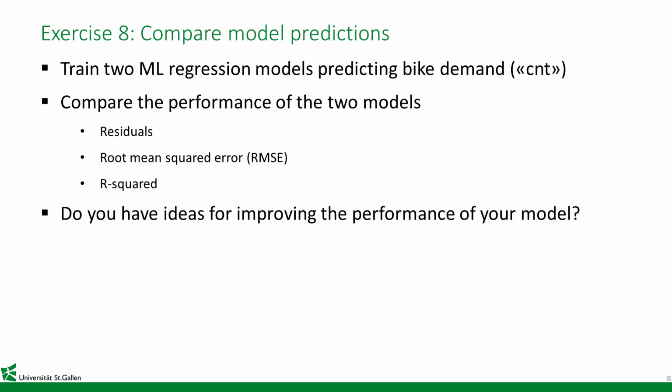In our next exercise, so exercise 8, we want to compare different model predictions. We already established that the linear model is not appropriate, and I already gave you a couple of suggestions of alternative models I would use in this case. So up next, you should train yourself 2 machine learning regression models predicting bike demand. I ask of you to compare the performance of the 2 models, paying particular focus on the metrics that we just discussed. So these include the residuals, the root mean squared error, and the R squared, and you can also look at the mean absolute error.